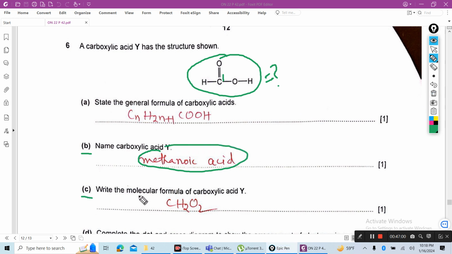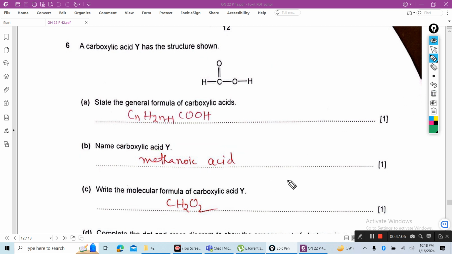Write the molecular formula of carboxylic acid Y. Molecular formula means the whole number of atoms. You count how many carbon? 1 C. How many hydrogen? 2 hydrogen, H2, and 2 oxygen, O2. So the molecular formula of carboxylic acid Y will be CH2O2.